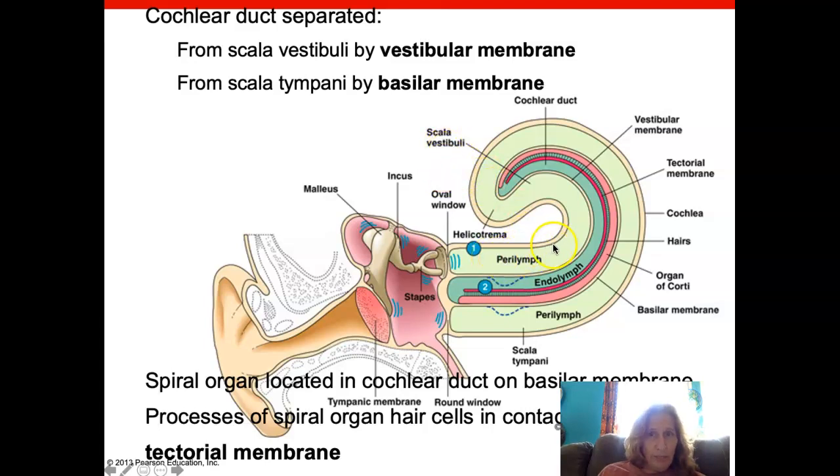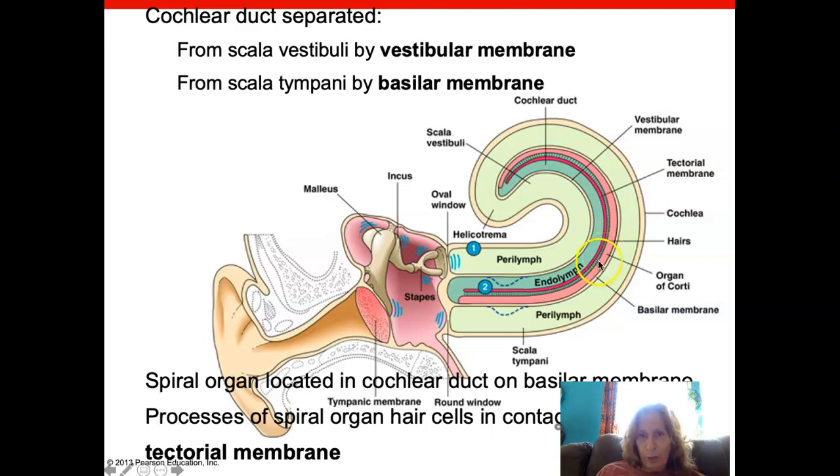Okay, this was the scala vestibuli. There's a membrane here called the vestibular membrane. And then we have the organ of Corti, this pink one. Then we have the basilar membrane, and then the scala tympani. The spiral organ located in the cochlear duct is on the basilar membrane. So let's look for that basilar membrane right here. Okay. The spiral organ's right on that membrane.